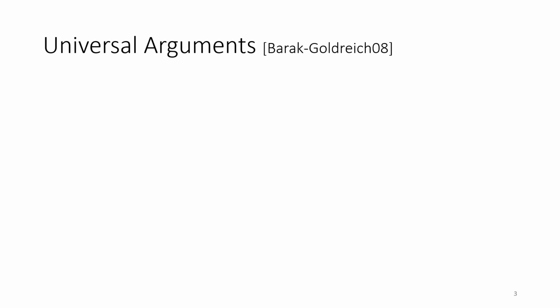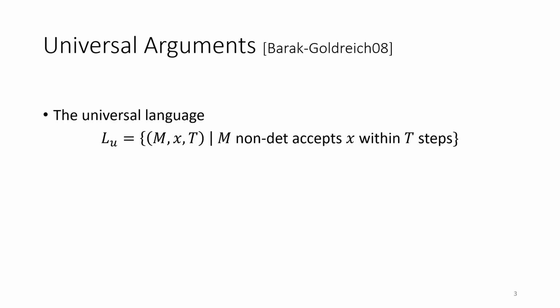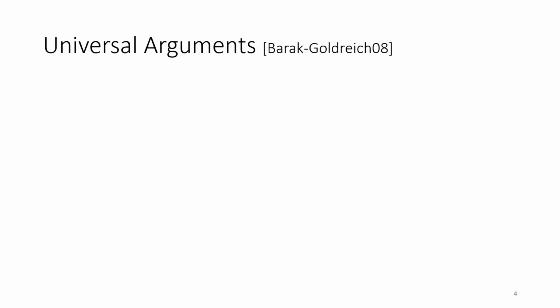So to talk more formally about universal arguments, a very standard way is to define the universal language. The universal language consists of all non-deterministic Turing machines M, all inputs X, and number of steps T, such that M accepts X within T steps. Now, notice that the universal language covers all NP computations. However, the universal language itself isn't in NP, okay? Because it also contains super polynomial computations, because T here isn't bounded. This means that we can't use succinct arguments in order to prove the universal language. And that's the reason we need to define universal arguments.